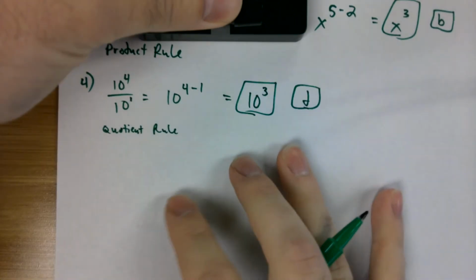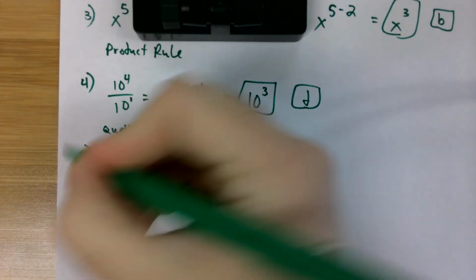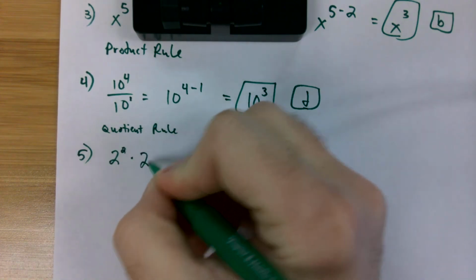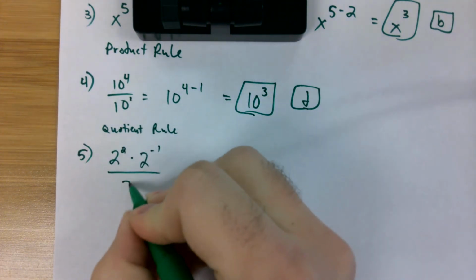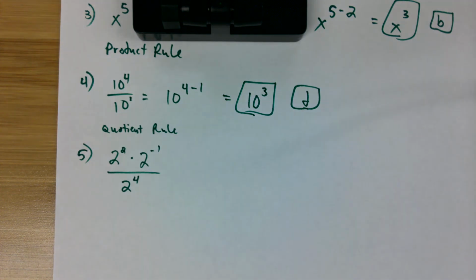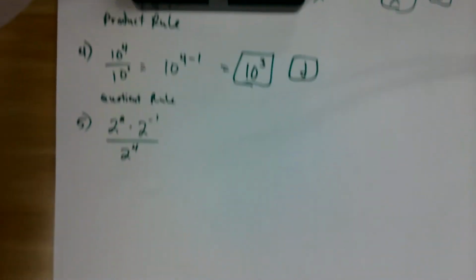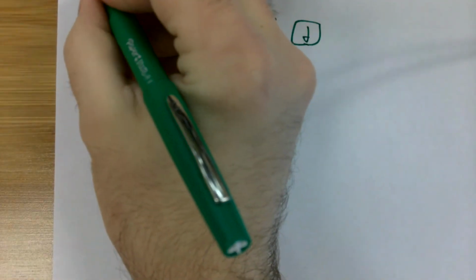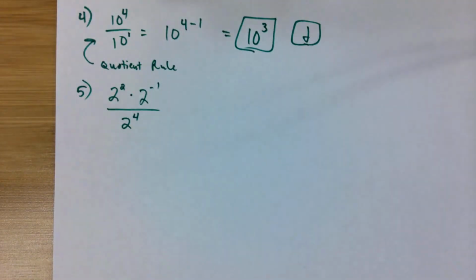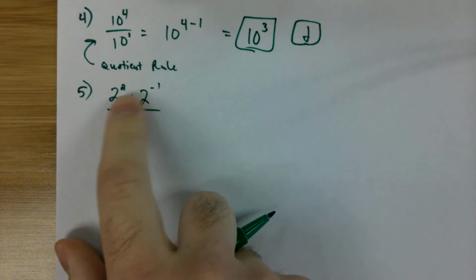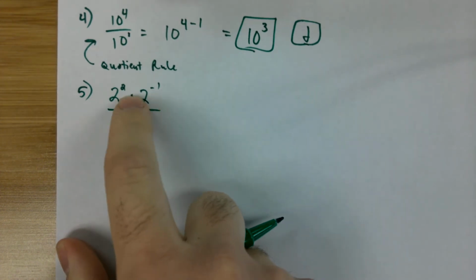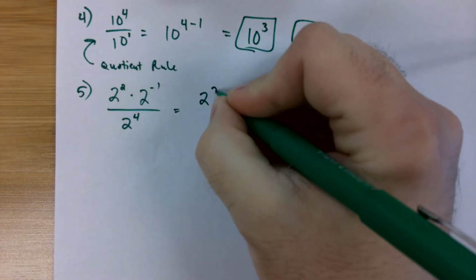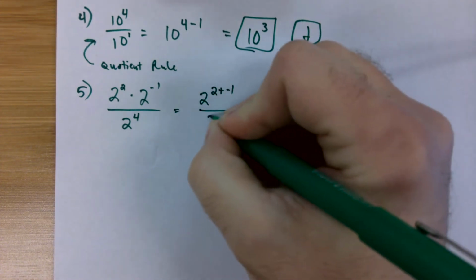Finally, let's go to number 5, and then we'll switch over to quiz B. Number 5, a little bit challenging. Two squared times 2 to the negative 1 over 2 to the 4th. So our first step here is going to be to use the product rule in the top because we're multiplying like bases, right? 2 to the 2 plus negative 1 over 2 to the 4.